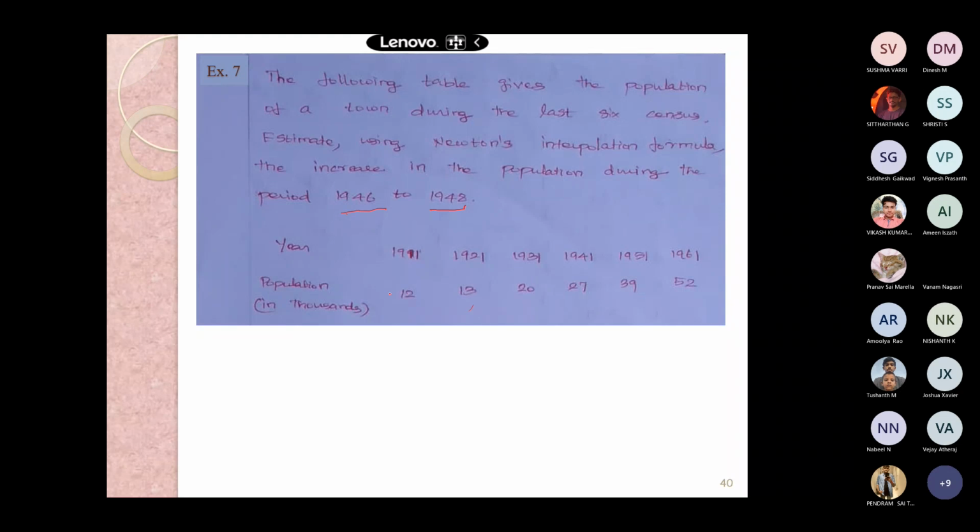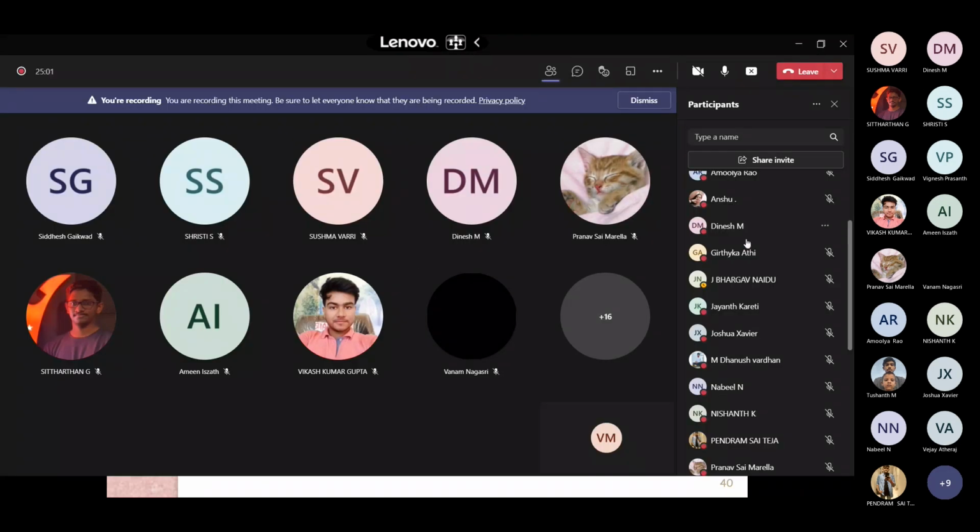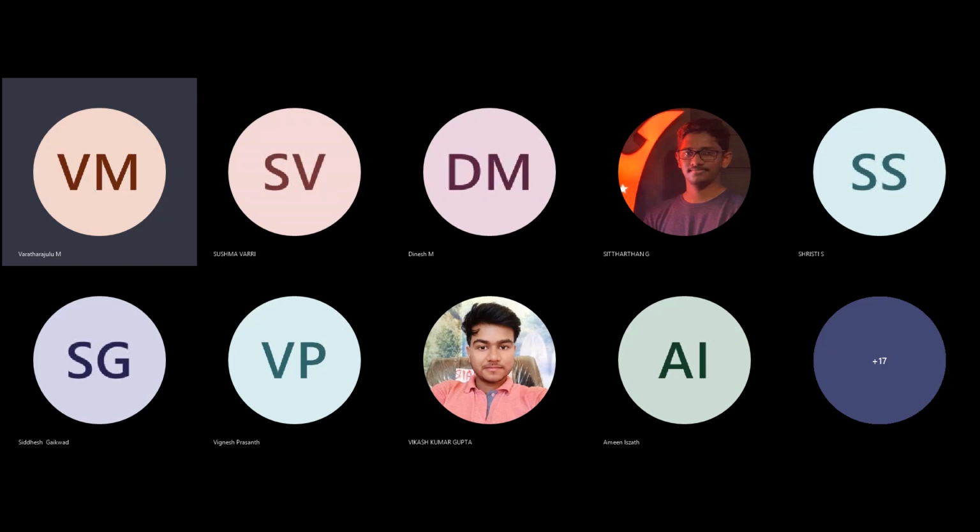Why is this interpolation or extrapolation essential? Someone, please unmute your mic and tell me why this interpolation or extrapolation is essential.